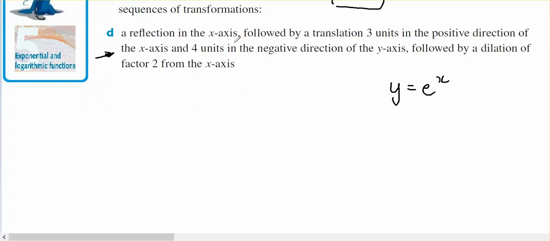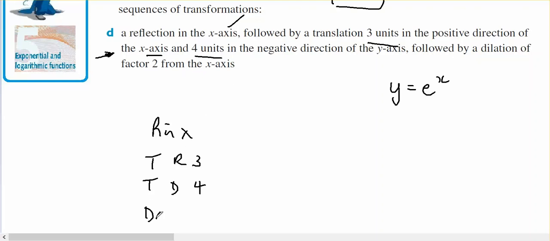A reflection in the x-axis, followed by a translation 3 units in the direction of the x-axis. So translate right 3 units, and 4 units negative. So translate down 4 units, followed by a dilation by a factor of 2 from the x-axis. That's the order that I've been given, so that's the order that I must follow.